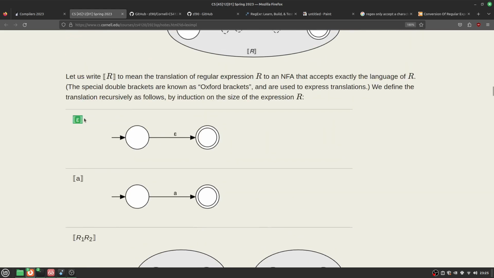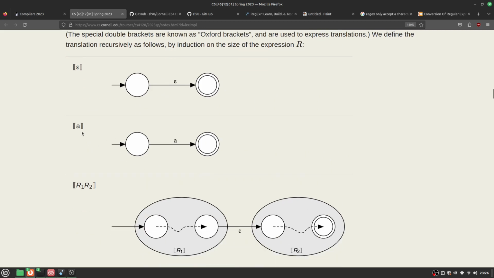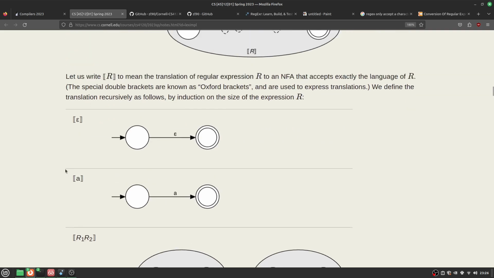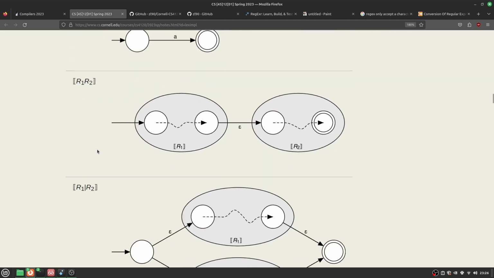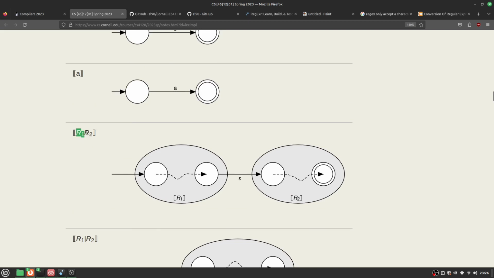Okay, so the empty string. We get to the empty string in one jump. The translation of the regular expression A into an NFA looks like this. Simple. The translation of the regular expression R1R2 looks like this. So R1, then the empty string gets us to R2, and we finally end at the end of R2. So it's the concatenation of R1 and R2.